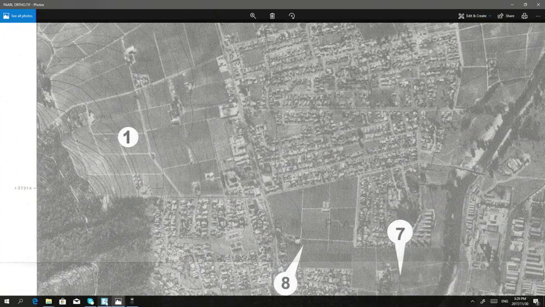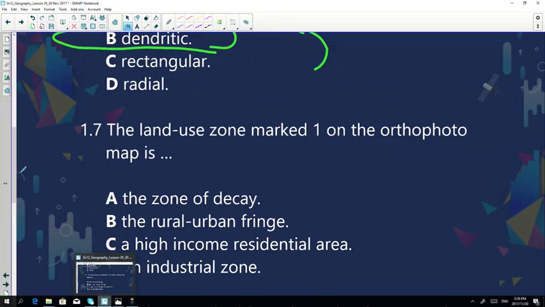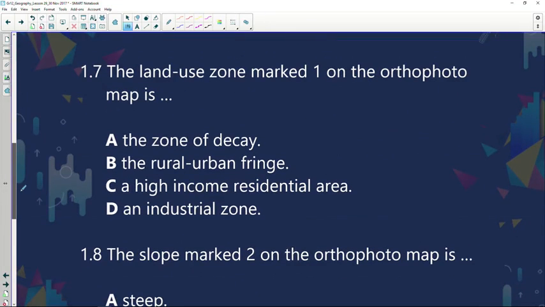Let's see if they give us the option in our multiple choice. The zone usually next to the CBD, the rural urban fringe. There you go, that's the correct area. The high income residential area, it can't be that. Why? Because we don't see any property stands, or construction or infrastructure over there. And the industrial area is definitely not there. That's close to the Berg River. So the correct answer is B.